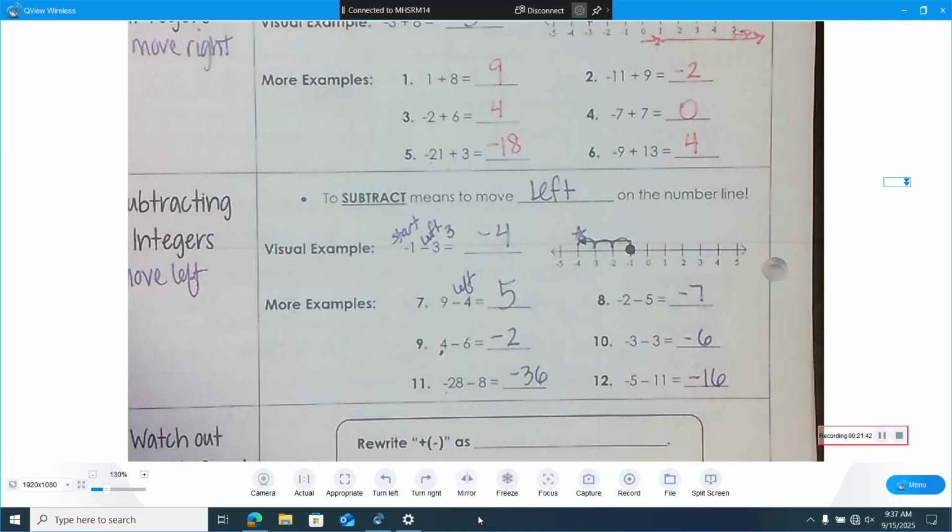I can't decide if I want to do those. I think we're going to wait for the double signs. We're going to stop right there for now.